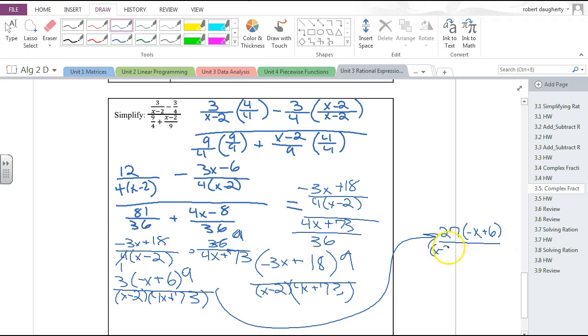Would this be like the hardest problem on the test? This is not a hard problem. That's why. That should be it. There we go.